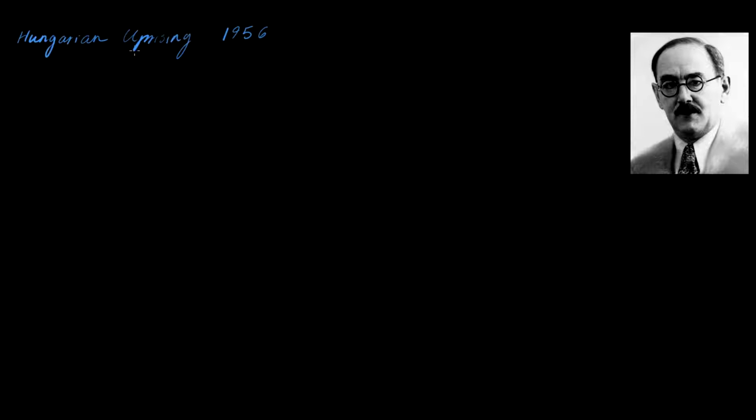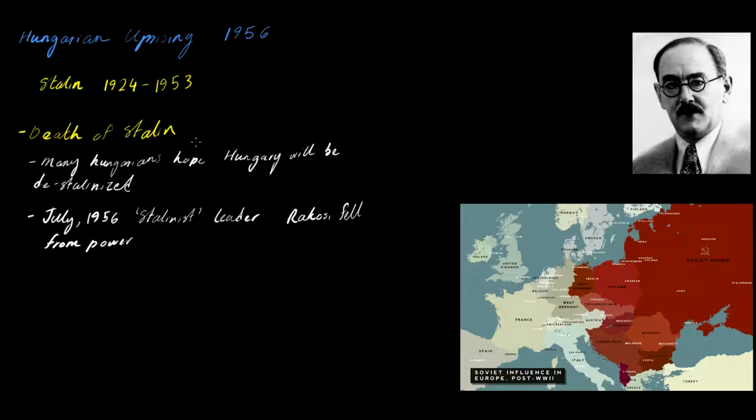So let's take a look at what happened during the Hungarian uprising of 1956. So as we know, Stalin reigns for 29 years between 1924 and he dies in 1953. So the death of Stalin leads many Hungarians, so we're looking at Hungary here, to hope that Hungary will be free. They hope that it will be de-Stalinized. They disliked Soviet rule for reasons we'll come to later.